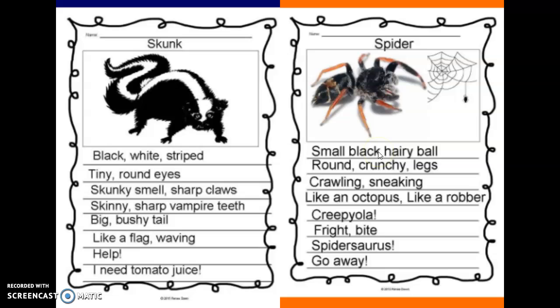Okay, the next one's called Spider. Small, black, hairy ball, round, crunchy, legs, crawling, sneaking, like an octopus, like a robber, creepyola, fright, bite, spidersaurus, go away. This one here almost reminds me of a cinquain with the crawling and the sneaking in the beginning of it.